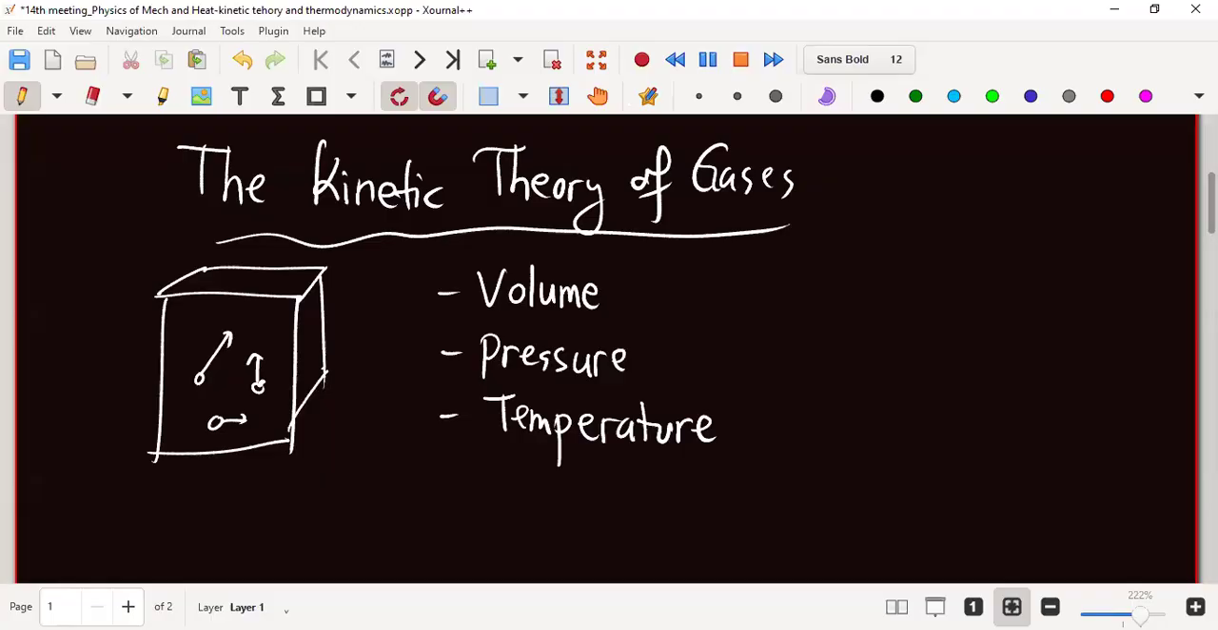Okay, volume is a result of the freedom of the atoms to spread in the container. And the pressure is the result of the collisions of the atoms with the container's wall. And the temperature is the kinetic energy of the atoms. So it's related to several conditions. So here: volume, pressure, and temperature.